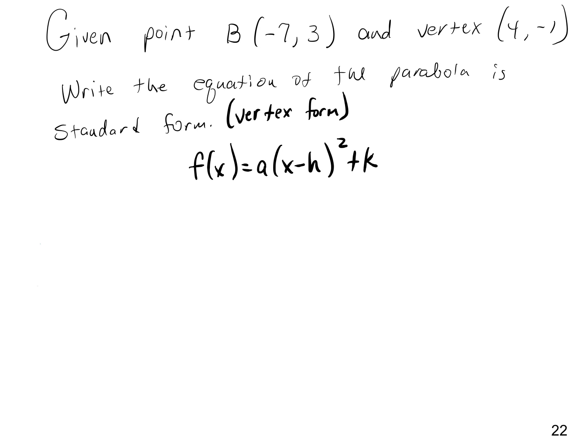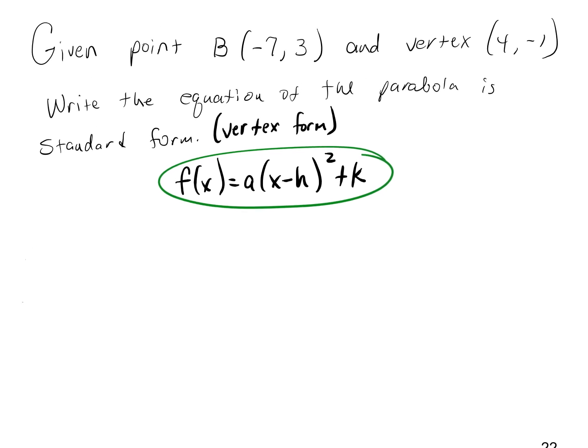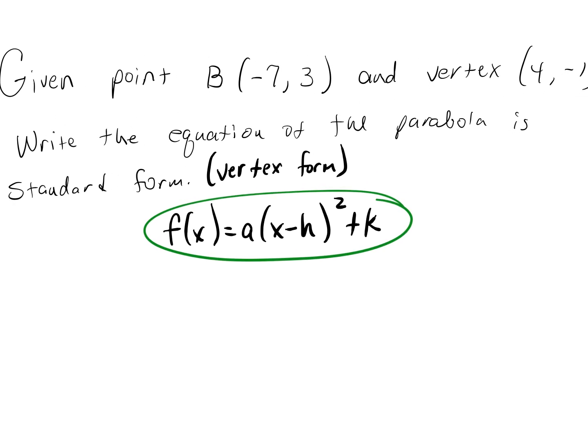So it says, given point B, negative 7, 3, and vertex 4, negative 1, write the equation of the parabola in standard form, which is technically vertex form. So we're given a point and the vertex. We're putting it into this form here, vertex form. But again, on the WebAssign, it'll call this standard form. But it wants it in vertex form. Well, we have the vertex. So what should I do first?